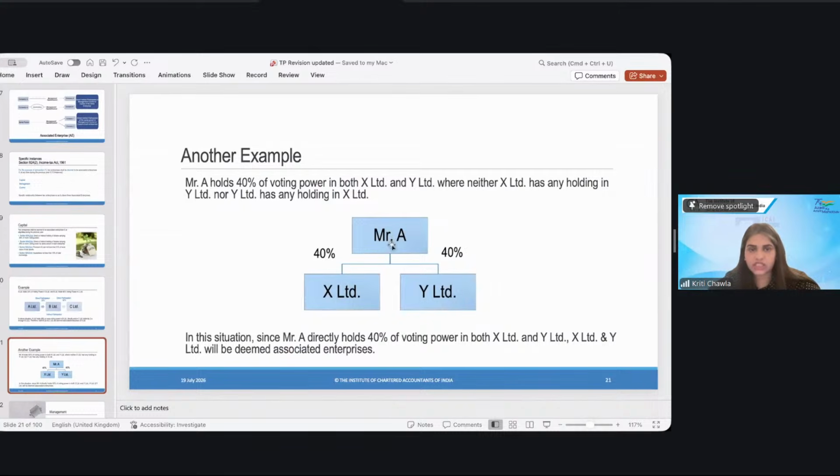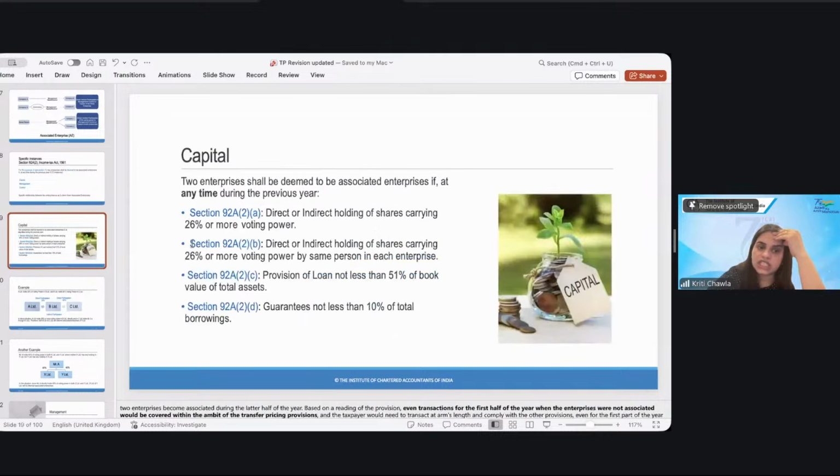Let's say that there is Mr. A. Mr. A holds 40% voting power in X Limited, and they hold 40% voting power in Y Limited. Now, because this is a same person, Mr. A will be associated to X Limited because they hold more than 26% voting power. They will be associated to Y Limited because they're holding again more than 26% voting power. It's 40%. So this is the reason, because there is a same person right here, Mr. A. This is the reason X Limited and Y Limited will also be deemed associated enterprise because they have a same person, Mr. A, right here. So this is coming from section 92A, subsection 2, clause B.